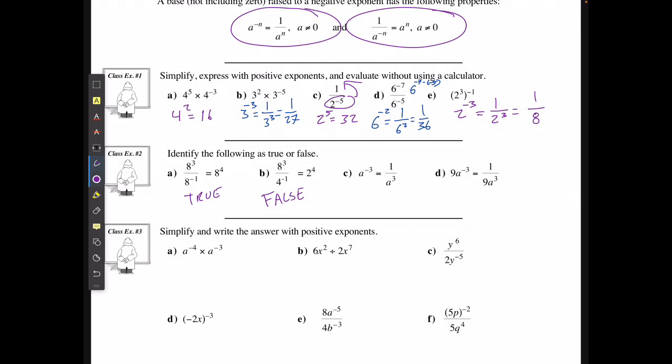If I have a to the negative 3, it's the same as 1 over a to the 3. All we did was make this negative exponent positive by moving it to the denominator, and this is true.